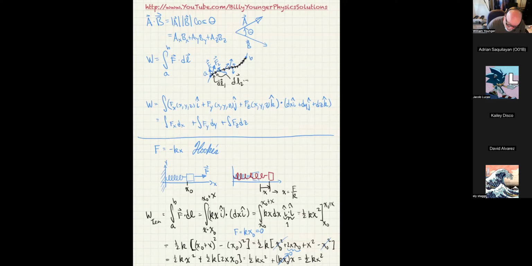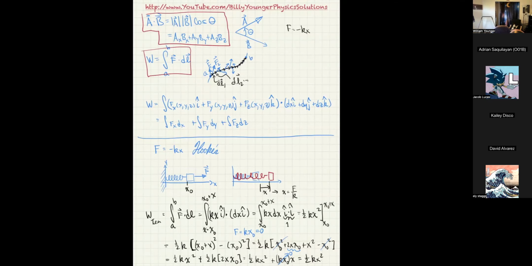So in addition to these formulas I wrote up top, you now have another formula, actually a couple of other formulas. They are F is equal to negative kx, which is Hooke's law, and they're also work equals 1 half kx squared.